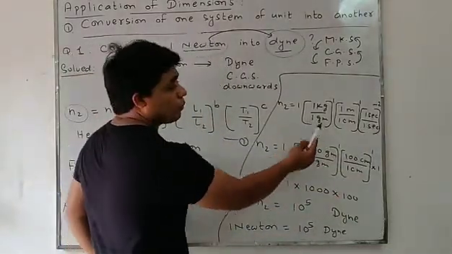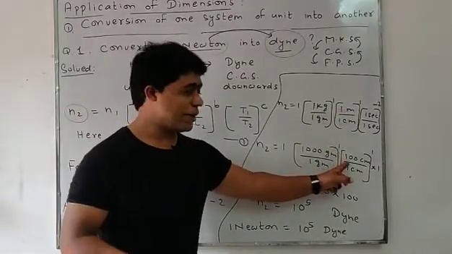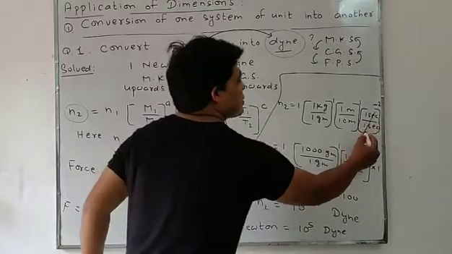Now students, we will solve this. 1 kilogram consists of 1000 gram, 1 meter consists of 100 centimeter. Second to second cancels out.